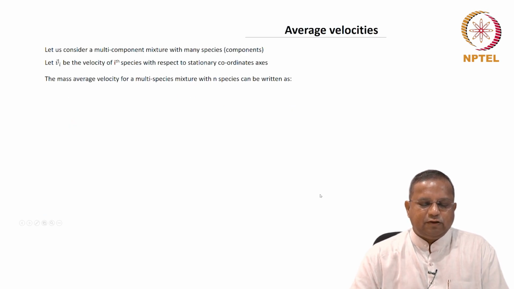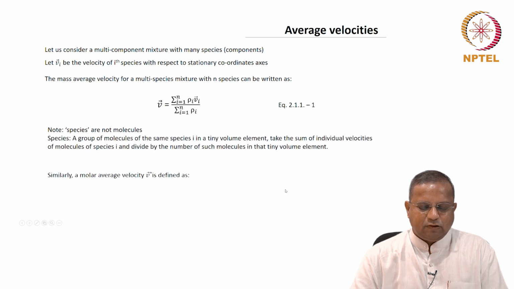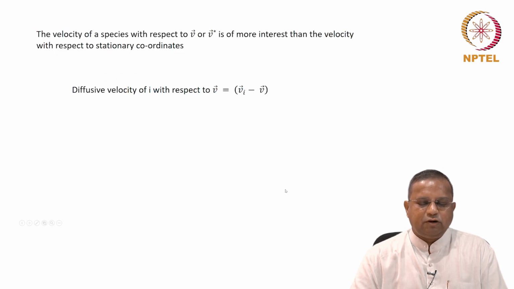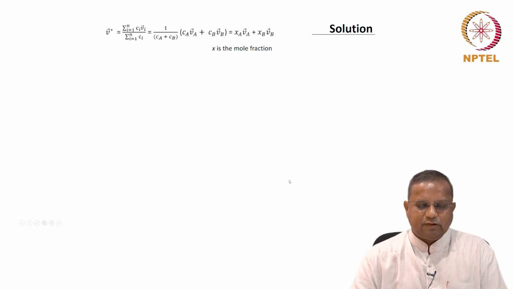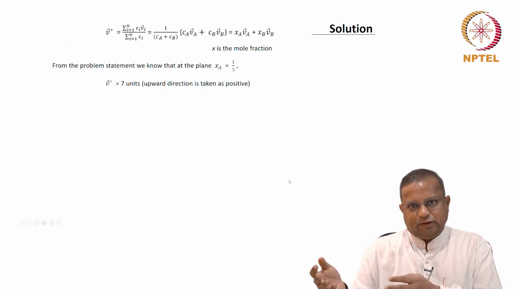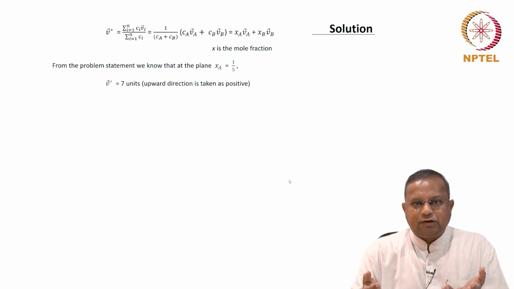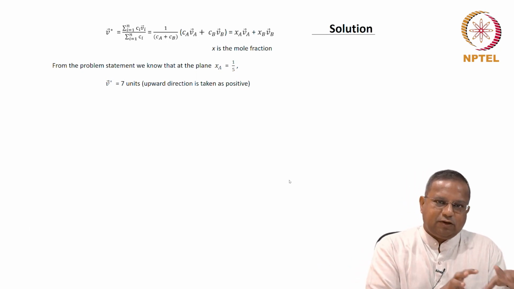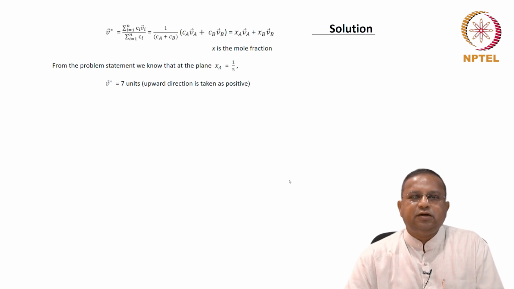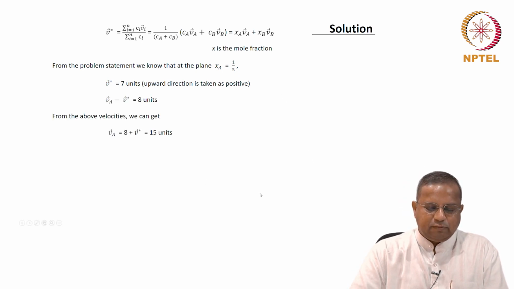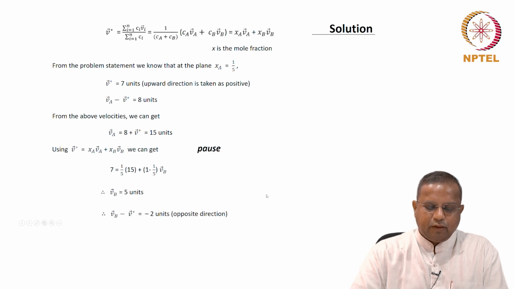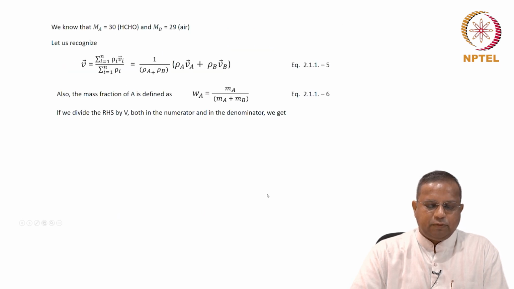Then we talked of average velocities, the mass average velocity, the molar average velocity. Then we worked out a problem to understand these various velocities. Essentially a substance is moving, therefore there is a velocity associated with it. We are trying to get to fluxes, so flux needs to be written in terms of velocities. And that's the reason why we looked at velocities in some detail. Okay, this was the problem that we worked out.